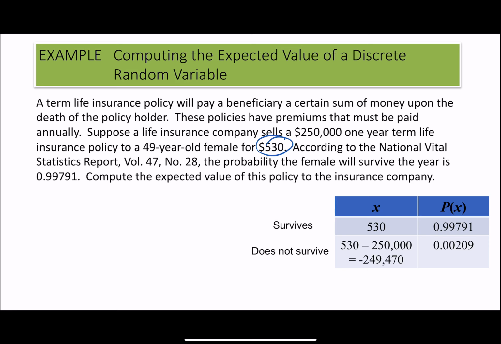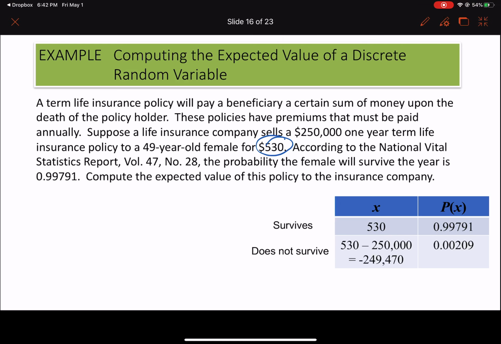Basically, this is asking how much money they are making off of these policies. How much do they expect to make off of all of the policies that they've sold to 49-year-old women? How much is it worth to them? If the woman survives, the company gets that $530. There's a 99.791% chance, or 0.99791 probability, that they will get that $530 and not have to pay anything out.